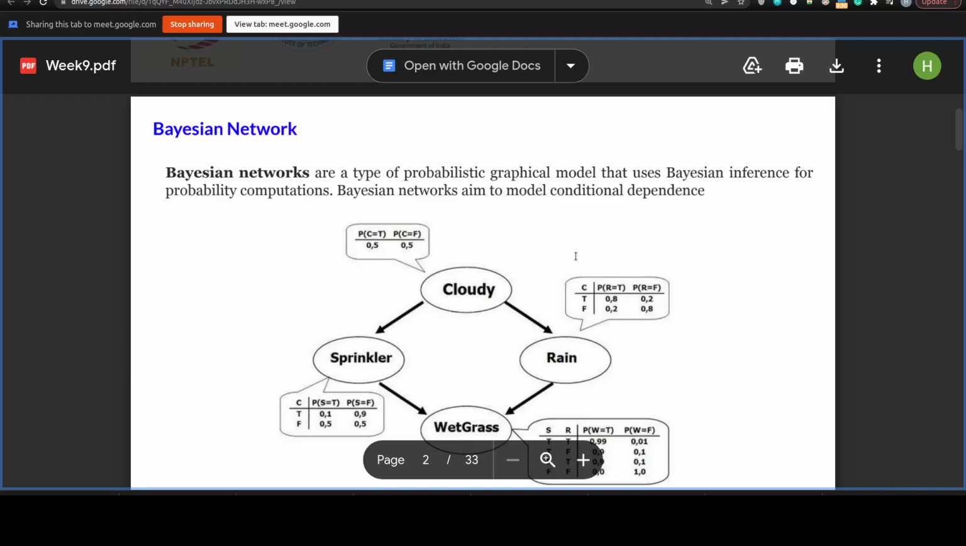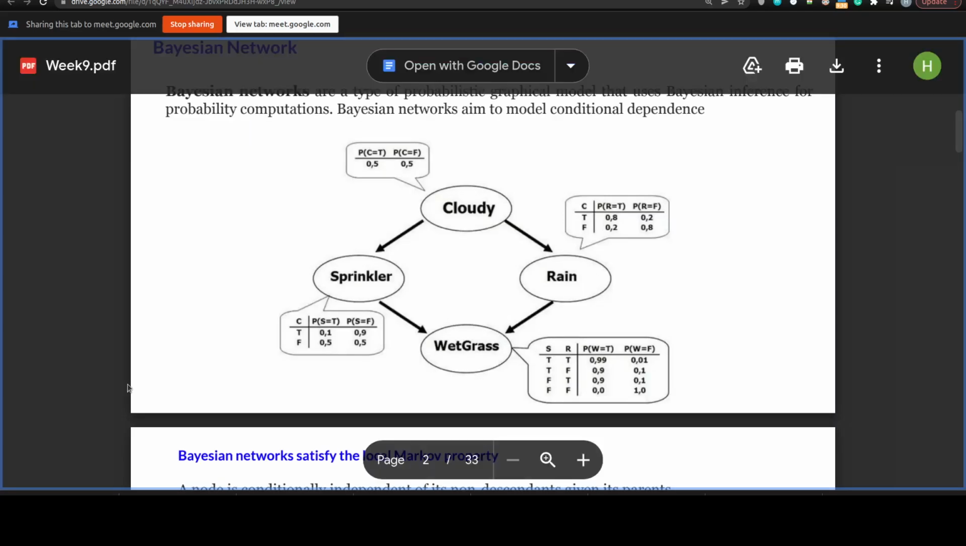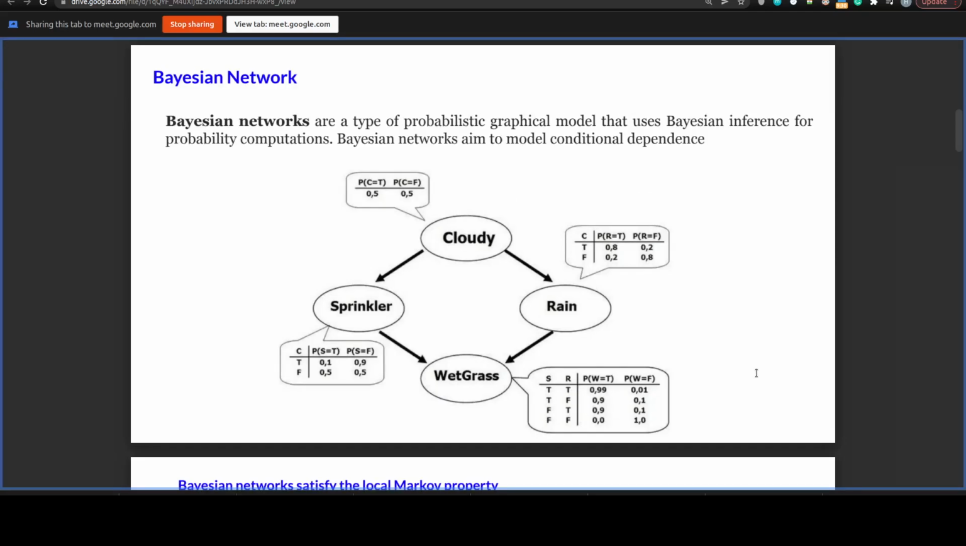So this week we will be covering Bayesian networks. Bayesian networks are a type of probabilistic graphical model that uses Bayesian inference for probability computations. Bayesian networks aim to model the conditional dependence of one event on the other. So here is an example.